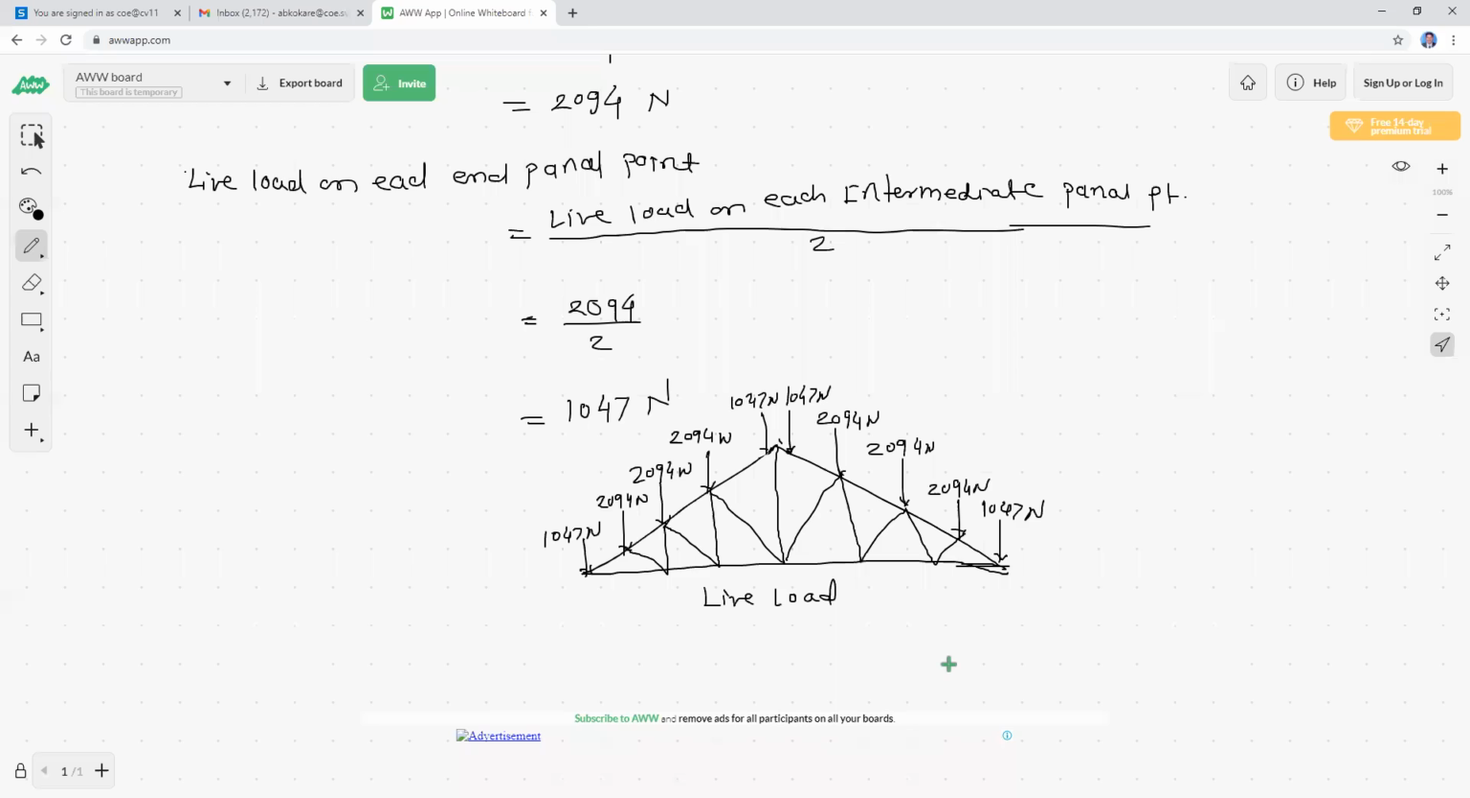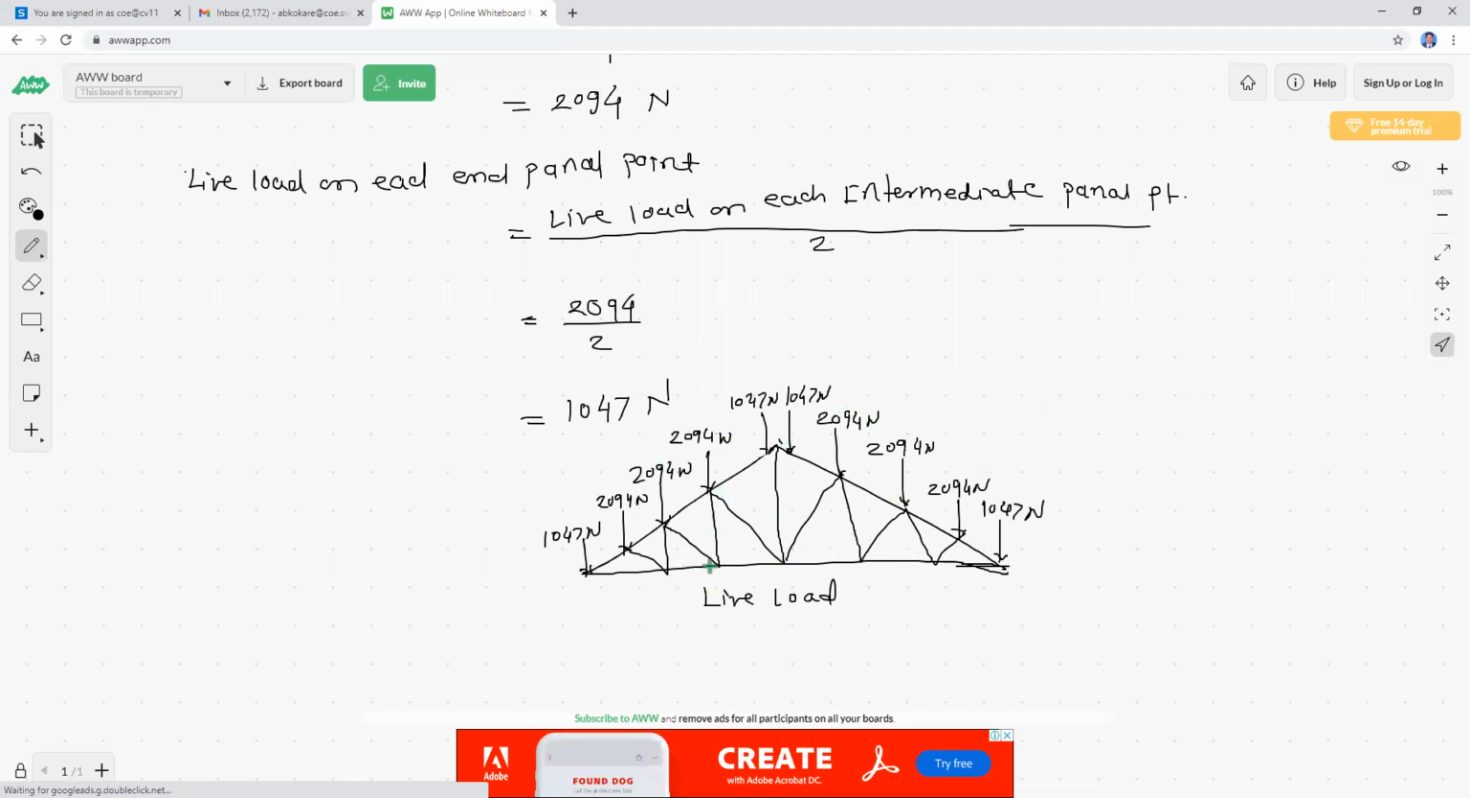So in this way, the live load is acting on our truss. And due to this live load, we can find the forces on this member. So due to this live load, we can find the tensile force or compressive force on each member. And for this tensile and compressive force, we can design each member and we can provide the angle section here. Okay, so draw the sketch.